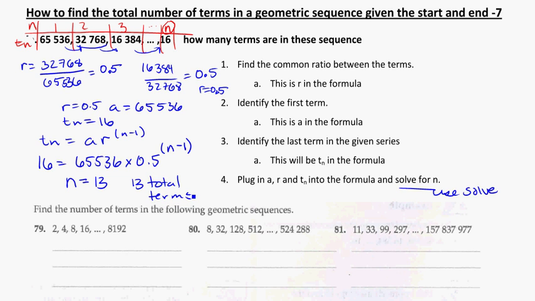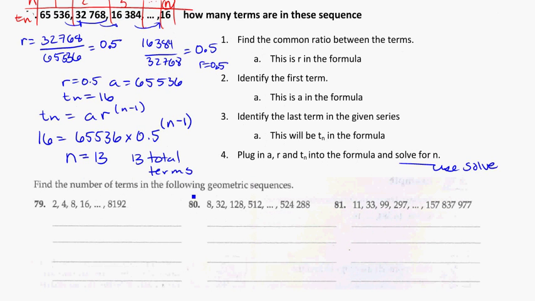Again, if you feel like you've had enough, feel free to stop the video, go on and do some of the practice. If you want one more example, I will go through one more. Looking at this one, find the number of terms in the following geometric sequence. Again, trying to figure out what is the value of n out here over the top of 8,192. So when my term value is equal to 8,192, what term number am I actually at?